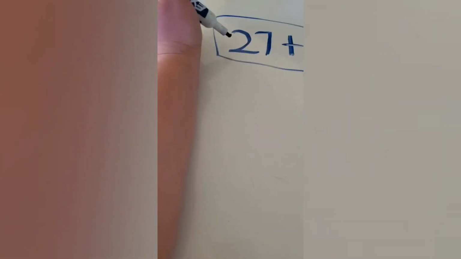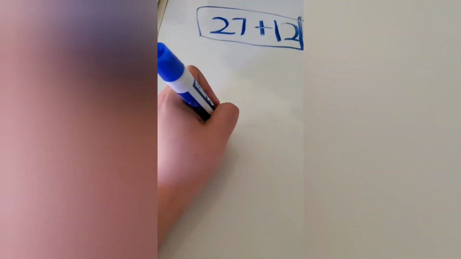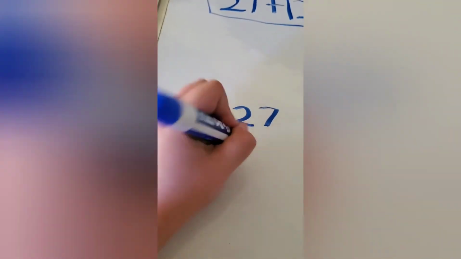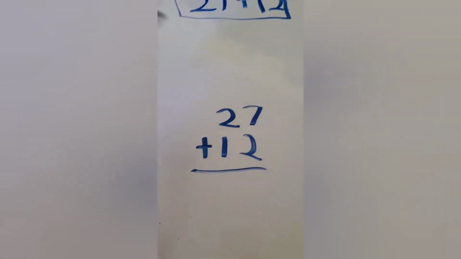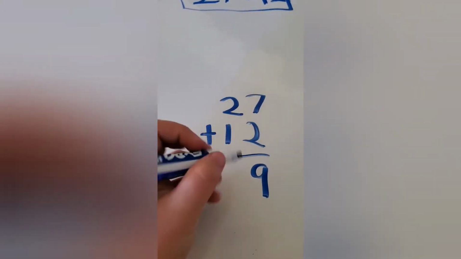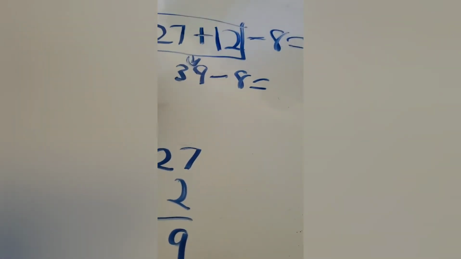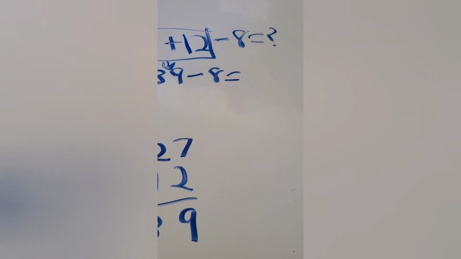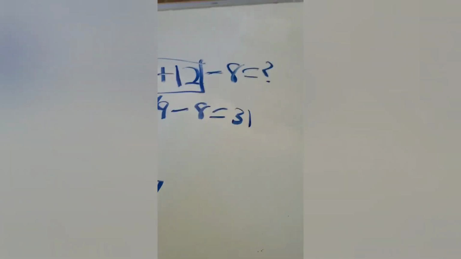Okay, so the first thing we're going to do is add 27 and 12. It's hard to add 27 and 12 this way, so I'm going to do it like this. A little bit easier, so that way my 1s are together and my 10s are together, okay? So 7 plus 2 is 9, and 2 plus 1 is 3. So 39 is the answer, and now I'm going to bring this part down here. Take away 8 equals, let's see, 39 take away 8 is 31. Hopefully you guys got 31.